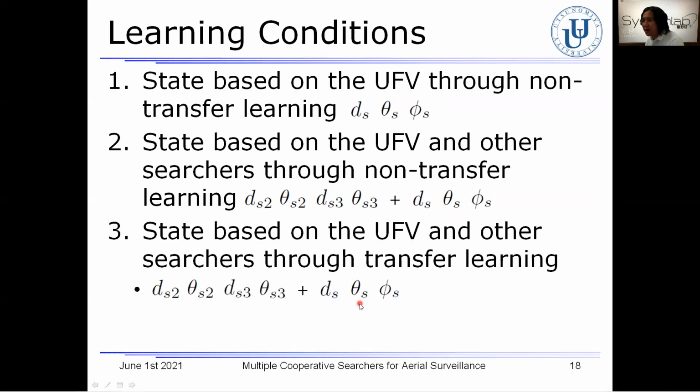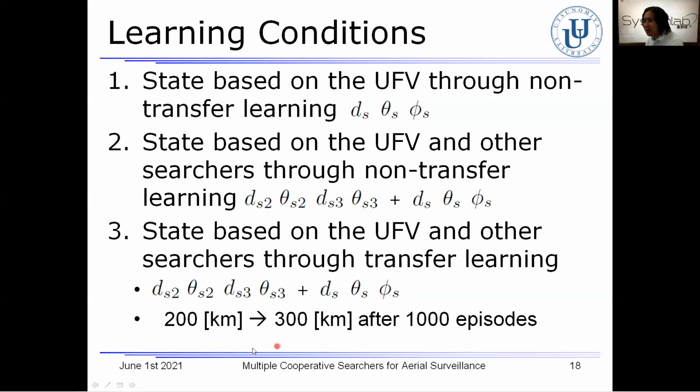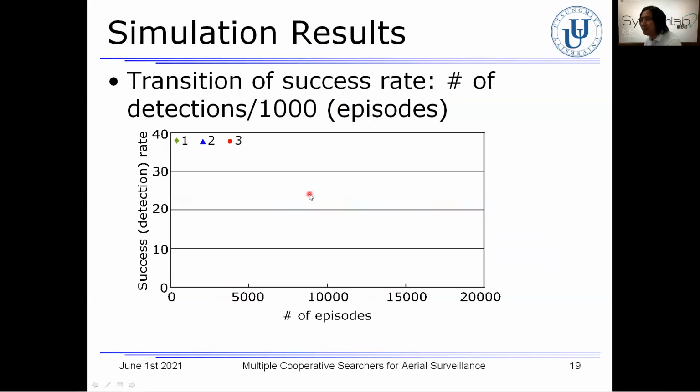In condition 3, the searchers first operate in a smaller surveillance area with a radius of 200 kilometers for transfer learning. After 1,000 episodes, the action weights are transferred to the original surveillance area. Surveillance actions acquired by the searchers through reinforcement learning are evaluated on the basis of the success rate in each 1,000 episodes. This figure shows the results under the three conditions.